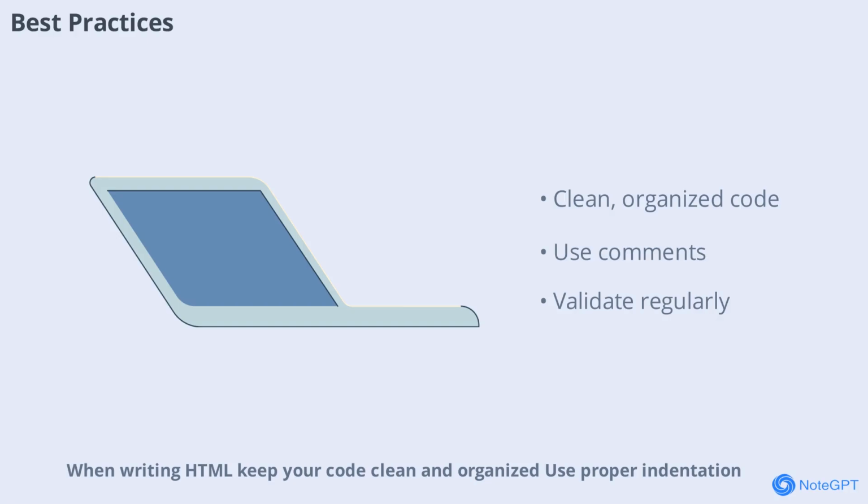When writing HTML, keep your code clean and organized. Use proper indentation, meaningful tag names, and comments to explain complex sections. Validate your code regularly to catch errors early. Following best practices makes your websites easier to maintain and scale.